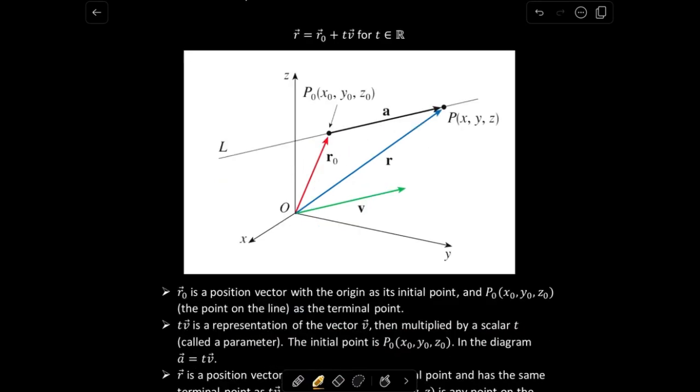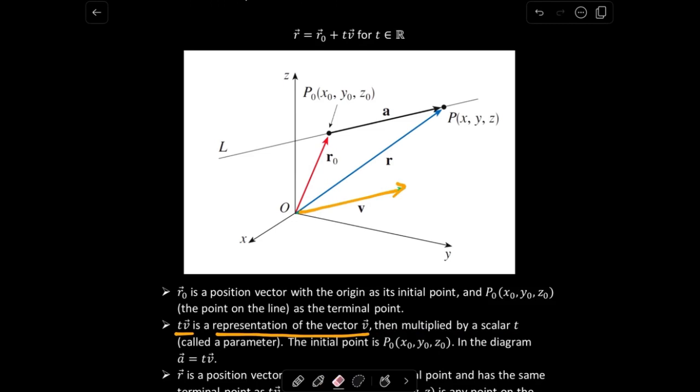Okay, next let's look at t multiplied by vector v. That is this other component in the vector equation of a line. What is it? t multiplied by vector v is a representation of the vector v, which is then multiplied by a scalar t called a parameter. That seems like a lot, so let's go through it step by step. Here's the vector v, and you can see that this green vector that I'm highlighting in yellow is a position vector because it is starting at the origin.